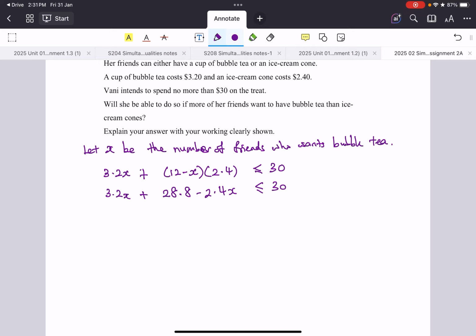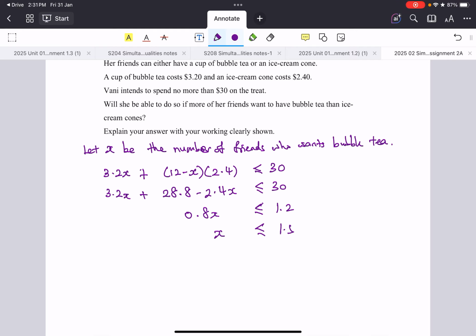So 3.2 minus 2.4. Wait, let me clear this. 3.2 minus 2.4 is 0.8. So 0.8X is less than or equals to 30 minus 28.8. 30 minus 28.8 gives me 1.2. So X is less than or equals to 1.2 divided by 0.8, which is 1.5.